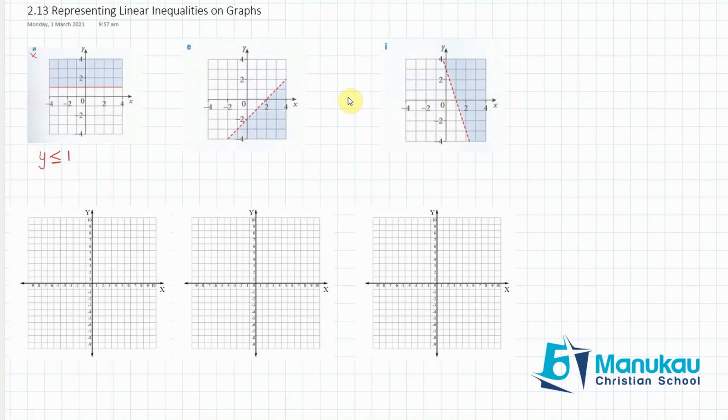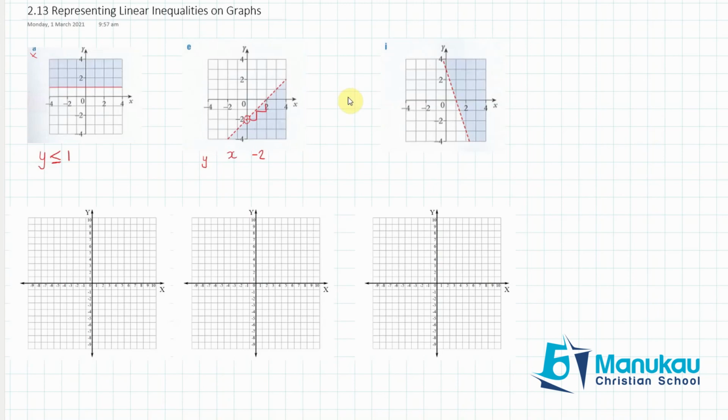Okay, moving on to E. This one is a straight line graph, so it's going to be in the form of y equals mx plus c. So y equals, now I know the plus c bit is minus 2 because that's my y-intercept, and I know also that the gradient is 1 because every time I go across 1, I go up 1, across 1, up 1. So gradient is 1. So the line is y equals x minus 2.